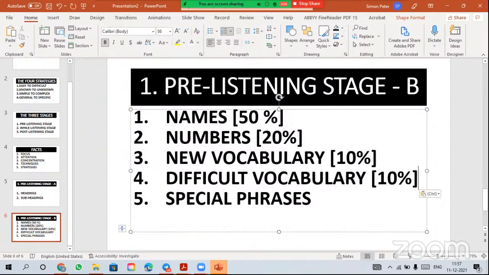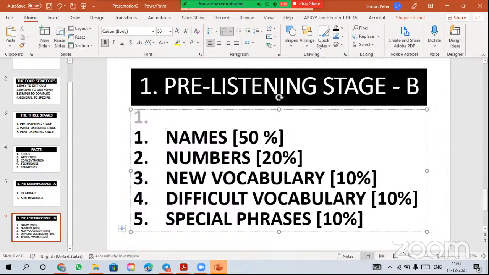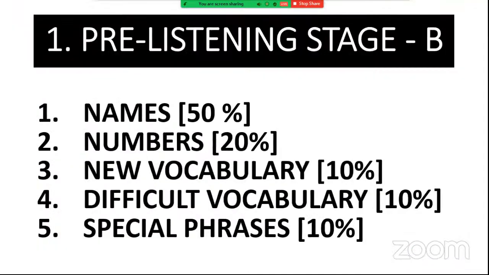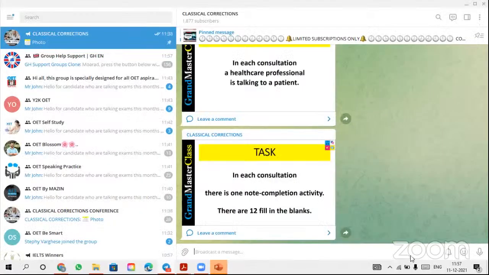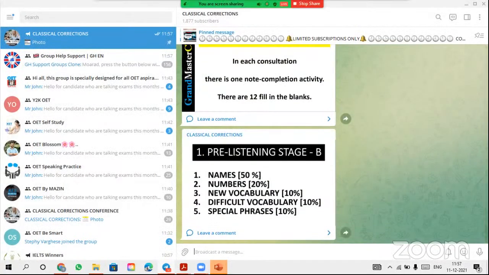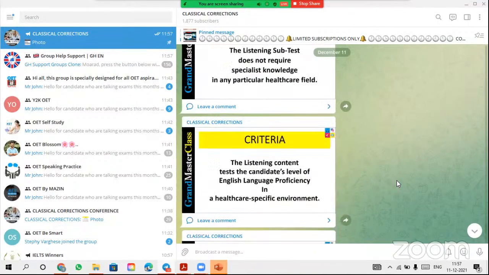Difficult vocabulary 10%. Special phrases 10%. So try to understand what I am showing you here. Names 50%, numbers 20%, new vocabulary 10%, difficult vocabulary 10%, special phrases 10%. Now I am going to show you how to identify these things in the text. It will not take you much time. It is very easy to identify.